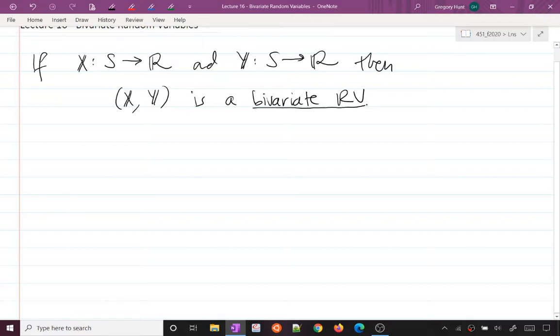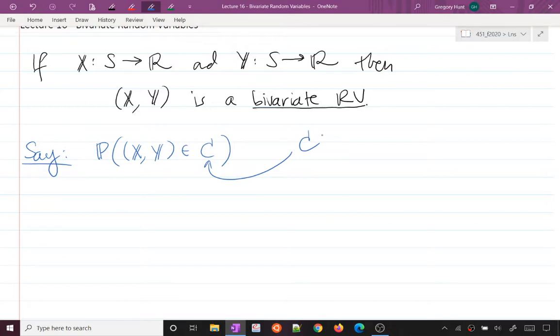And so the picture that you could have in your head here is that, for example, we might say we want to calculate the probability that my pair, my bivariate random variable (X, Y), is in some set, and let's call the set C. Whereas in the univariate case, which we talked about up to this point in the class, the random variable was one-dimensional, now C is going to be a subset of the plane. We're dealing with bivariate random variables.